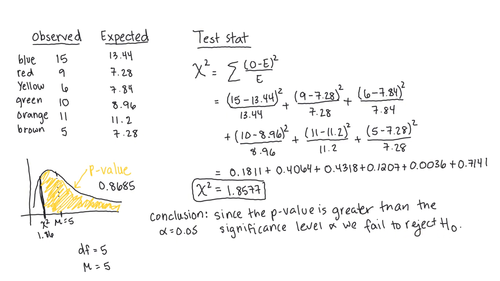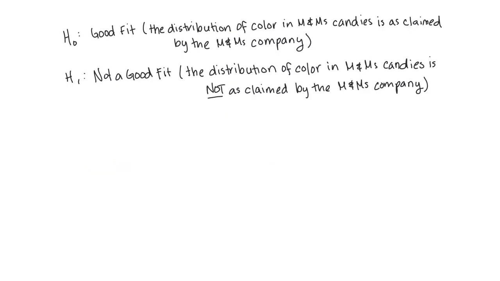So now what does it mean to fail to reject the null hypothesis in this problem? So have a look back at your hypotheses. Remember, the null hypothesis was a good fit and the alternative hypothesis is not a good fit. So here are my hypotheses. So a good fit in this problem means that the distribution of color in M&M's candies is as claimed by the M&M's company. And not a good fit would mean that the distribution of color is different. At least one of the colors does not conform to what they claim.